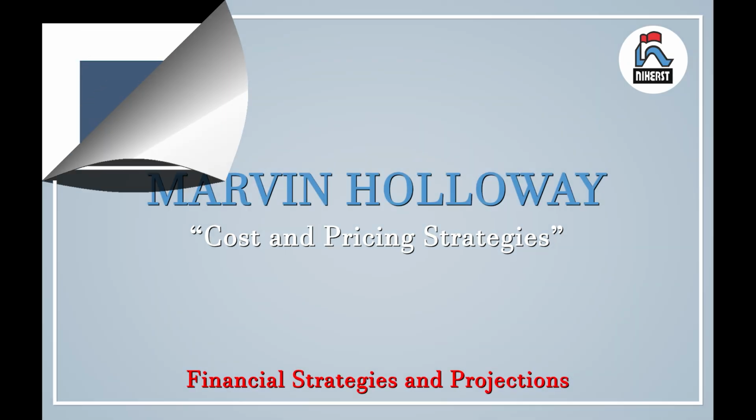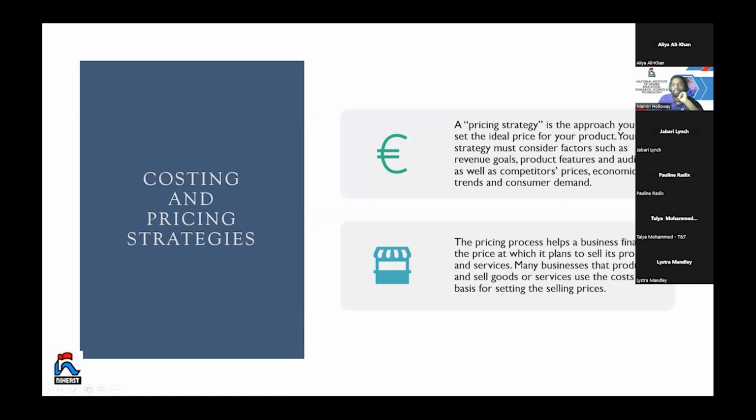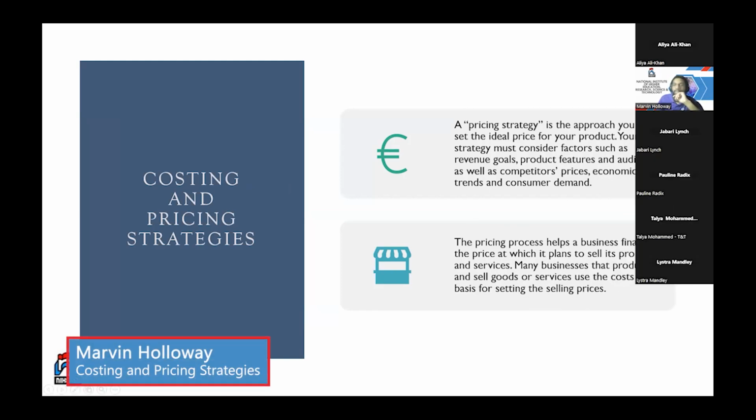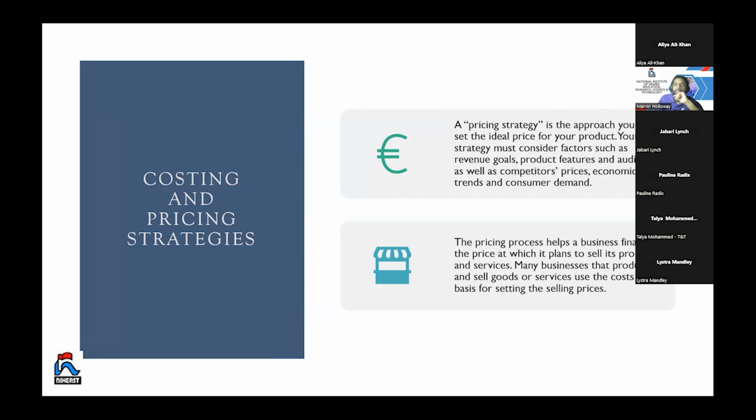So, costing and pricing strategies. A pricing strategy is the approach you use to set the ideal price for your product. Your strategy must consider factors such as revenue goals, product features, and audience, as well as competitors' prices, economic trends, and consumer demand. Something we have to consider, let's point out, is the competitors' prices.